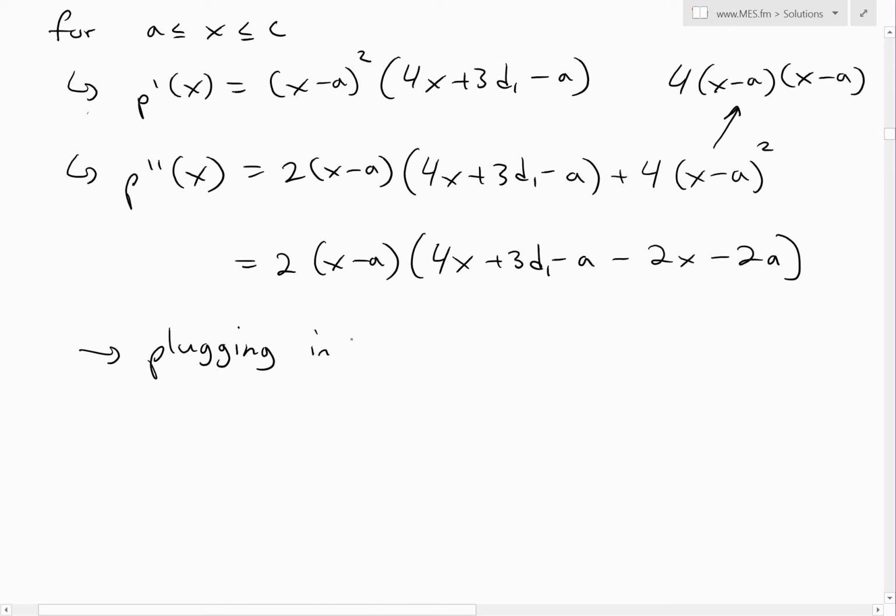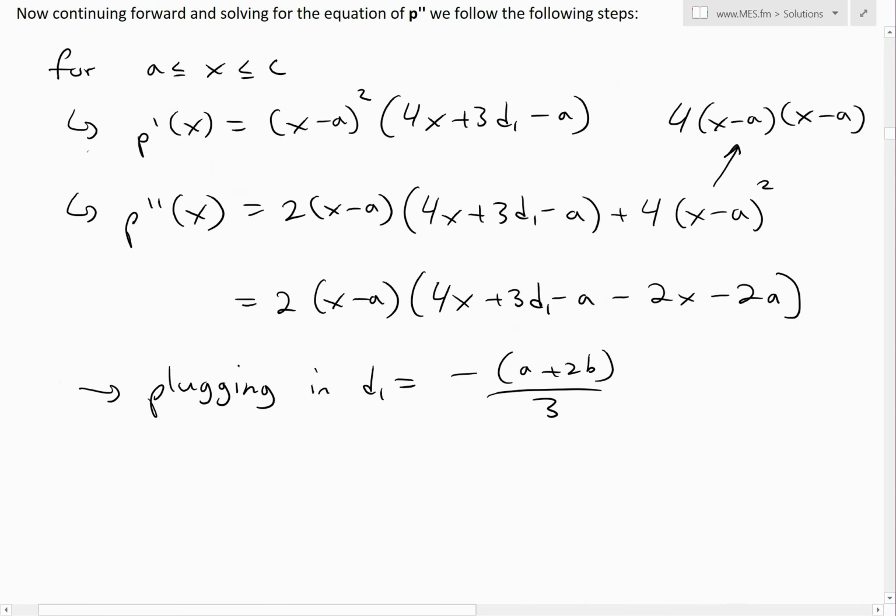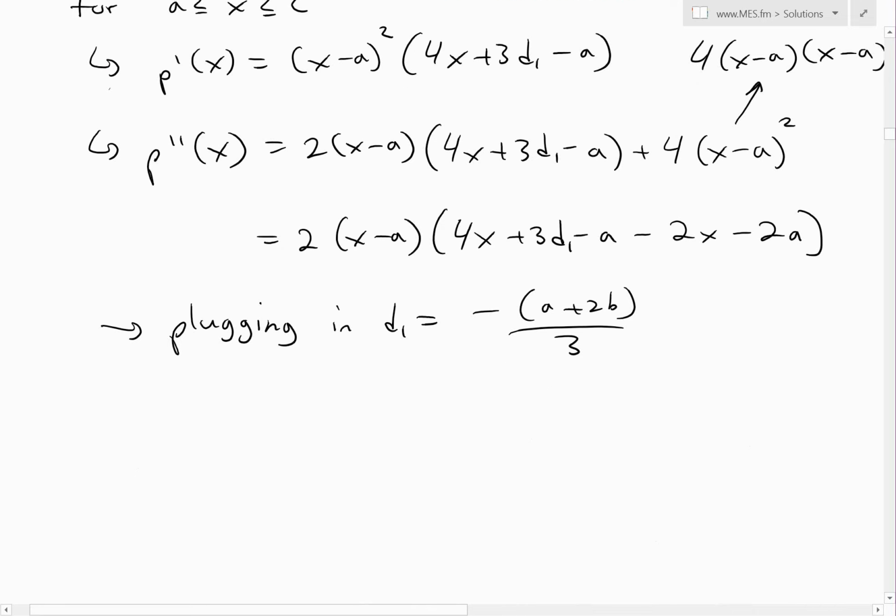And now what we're going to do is plug in our d1. Plugging in d1 equals, like I showed, scrolling up again, d1 is, oh, this is wrong, this is d2, this is d1. So minus a plus 2b over 3. So we have this, plug that inside.